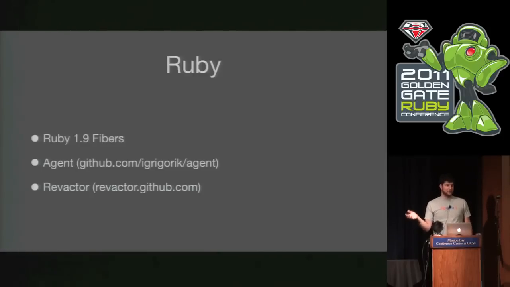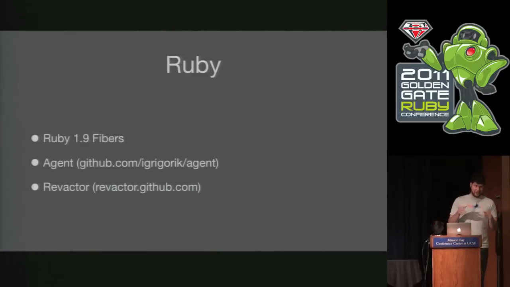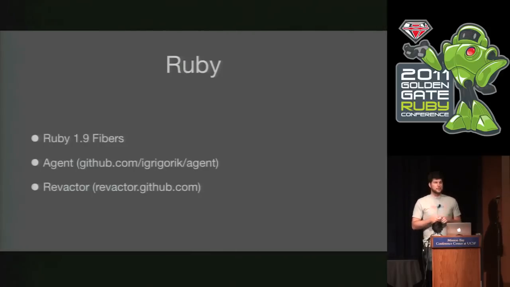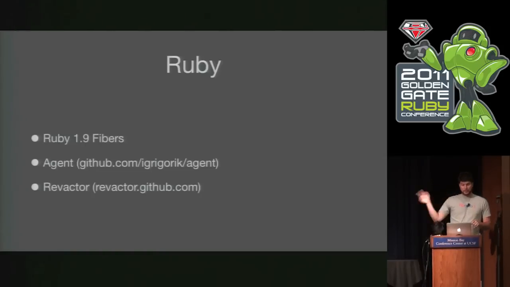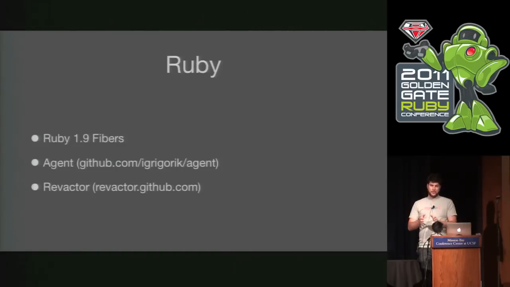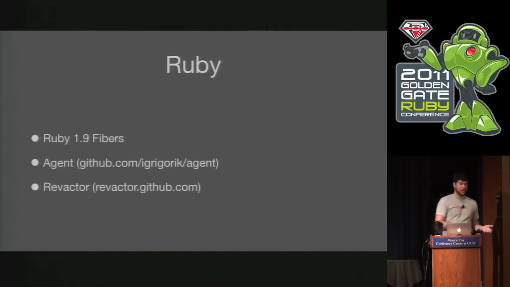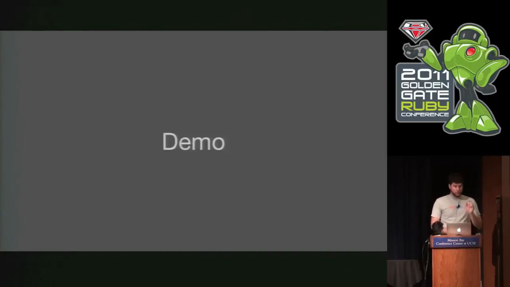Ruby 1.9 fibers, very few people look at that thing. It's really cool and really useful, and I have one example of that. Another example is from someone who has taken this much more literally, Ilya Grigorik, I hope I said that correctly. He's speaking tomorrow and has a project called Agent, which literally takes the goroutine and channels idea and implements it in Ruby 1.9. It's a super cool project, and I have really quick examples of both.